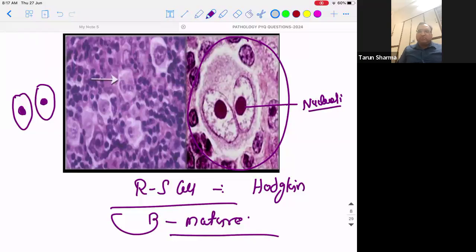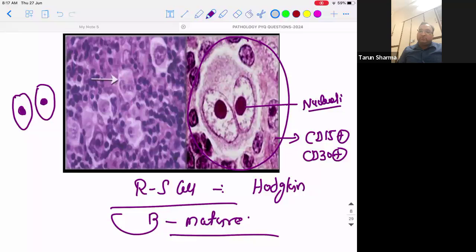Hodgkin lymphoma is, again, I'm telling you, one of the most common lymphomas to be asked in your exams. RS cells, their tumor markers or their morphology, are the most common topics ever asked. So what is the CD marker of the RS cells? The answer is CD15 positive, CD30 positive. Which tumor is CD15 and CD30 positive? The answer is Hodgkin's lymphoma. RS cells are positive for which CD markers? CD15 and CD30.